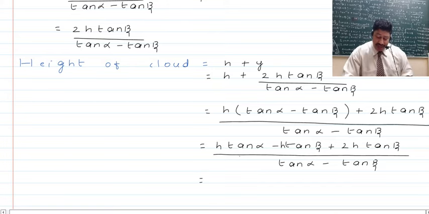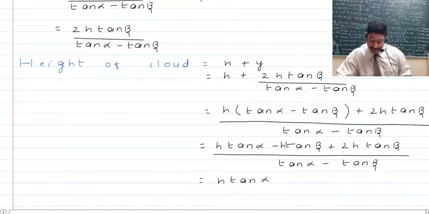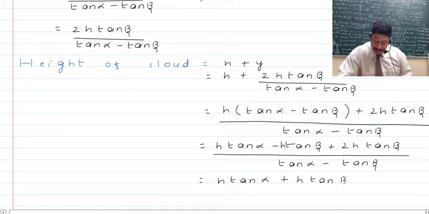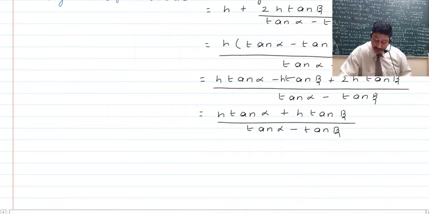Further here we have h tan alpha, which is going to be left, and except that we have minus h tan beta and 2h tan beta, which are like terms. As such, we'll be left with h tan beta divided by tan alpha minus tan beta. Now in the numerator, children, we can take h to be common outside.